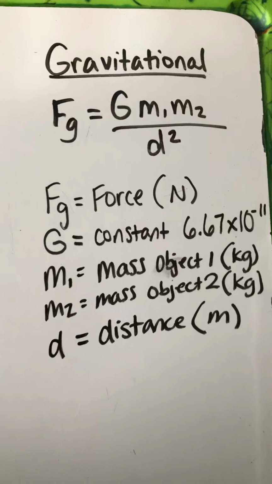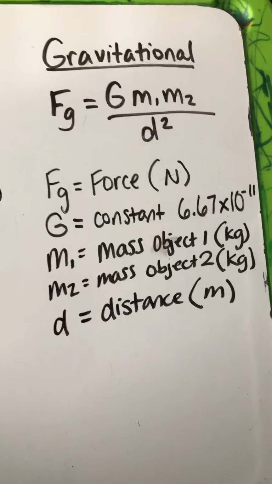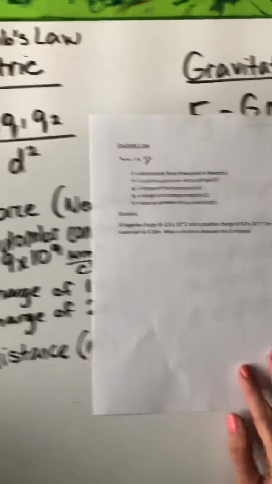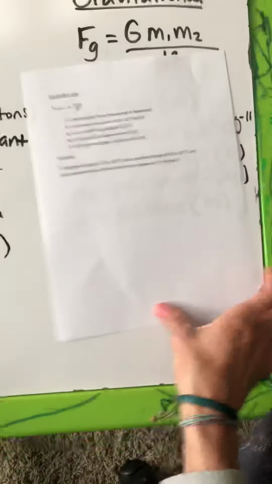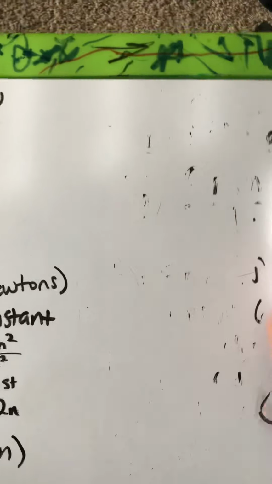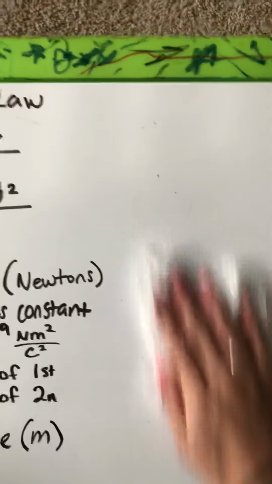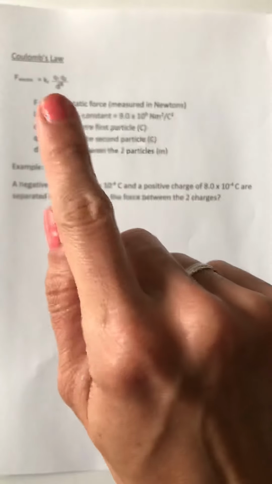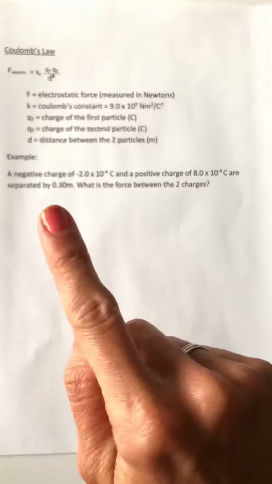Okay, so I'm going to show you one practice problem with Coulomb's law. I'm going to show you this one that will be on the blog later. Let me erase this and put this paper here for you to see. So this is a Coulomb's law example problem. You can see the formula up here and what everything in the formula means. And then here is an example problem.